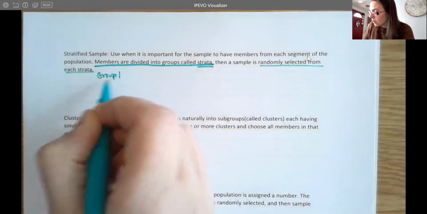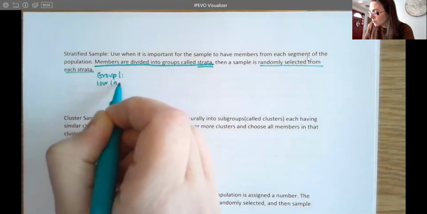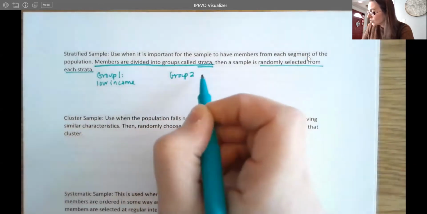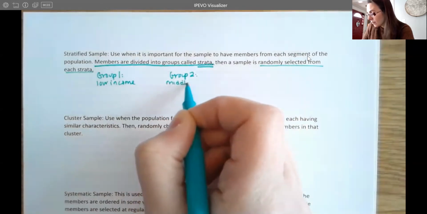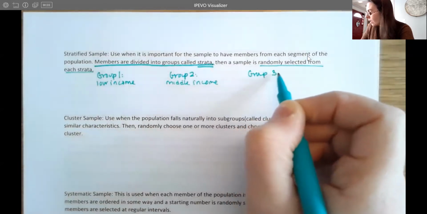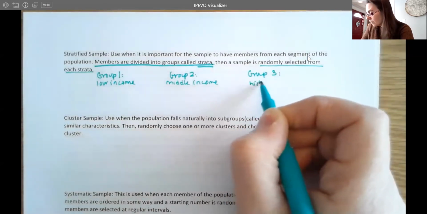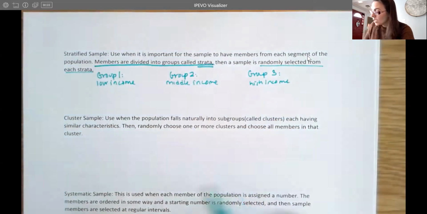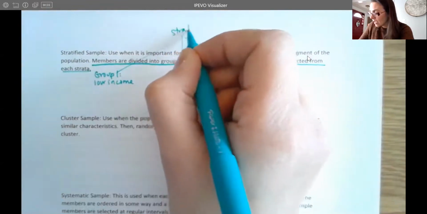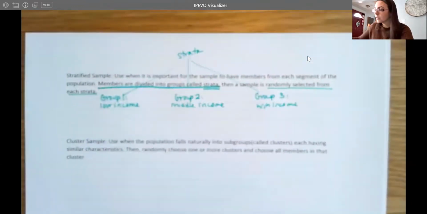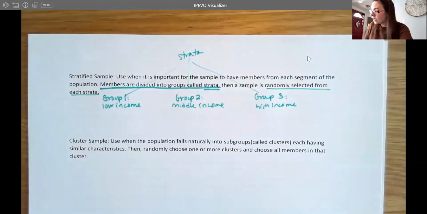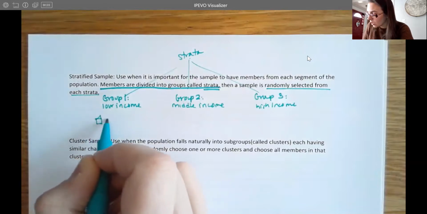Group one would be low income households. Group two would be middle income. And then group three would be high income. Okay. So these are your strata, group one, group two, group three. These are your different strata. They're just different groups. And then you have houses here. I'm just going to draw a couple little quick houses.